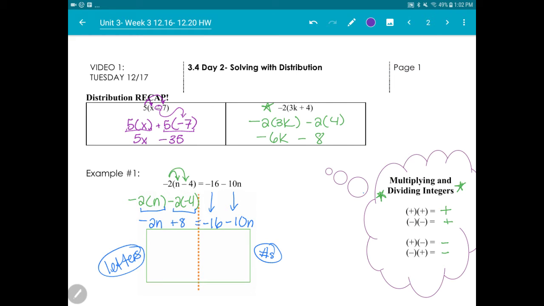Remember, if you cross over, you need to use your inverse operation. So for my letters, I have negative 2n, that's on this side, so it stays the same. Negative 10n, I'm going to use my inverse, so it crossed. Positive 8, I'm also going to use the inverse because it's crossing the line. And negative 16 is on that side already, so it stays the same.